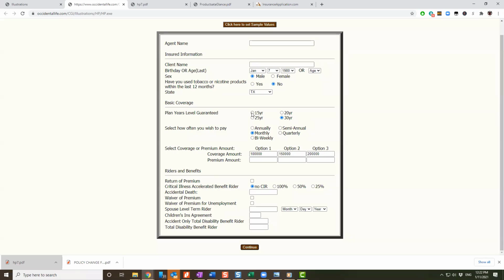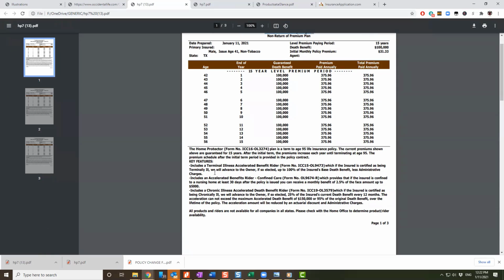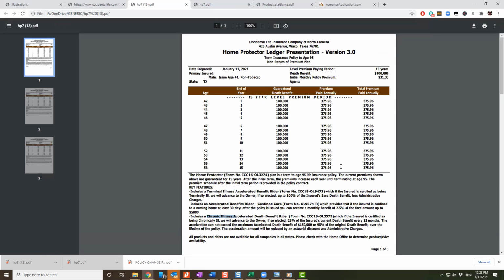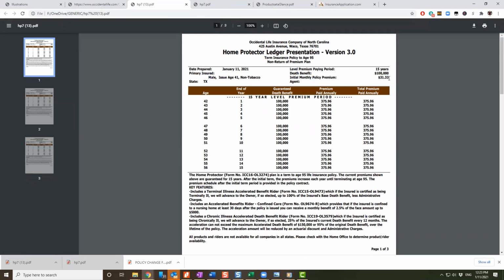So that means if I move to 15 years and run this quote, now I'm going to run 15 years. You see the term insurance to age 95, still the same. And the terminal illness, still the same. And the confined care, still the same. And the chronic illness, still the same. Everything's still the same, except the price is now $31. And that's an awesome price.